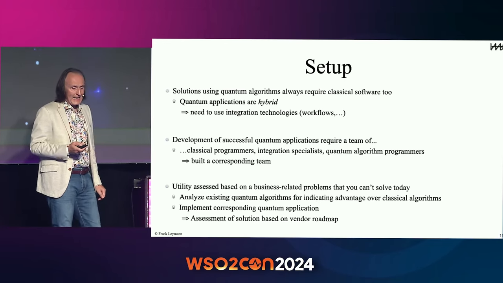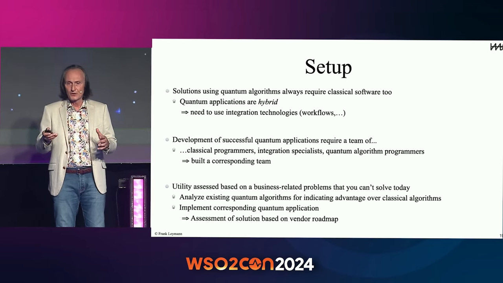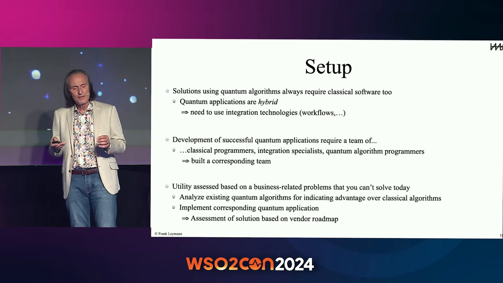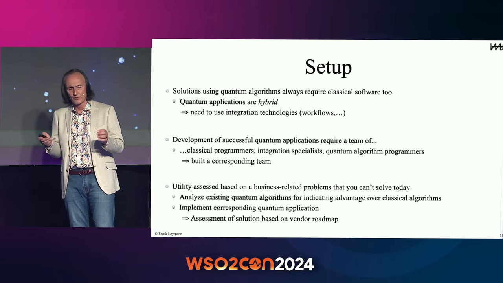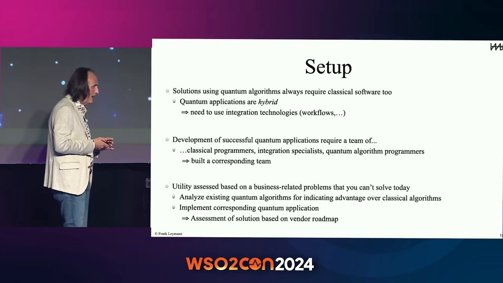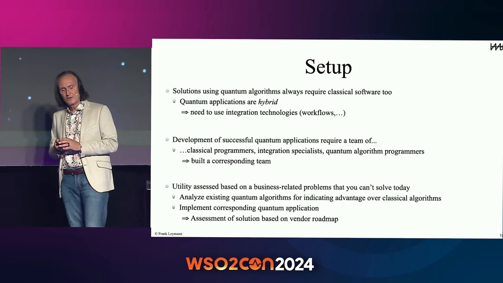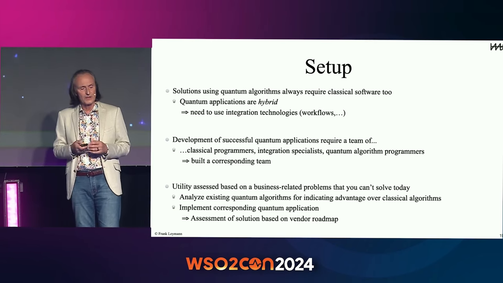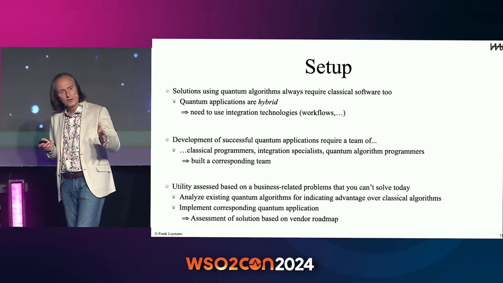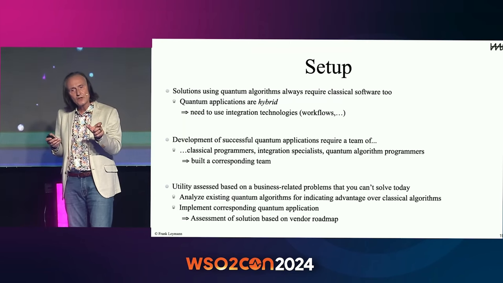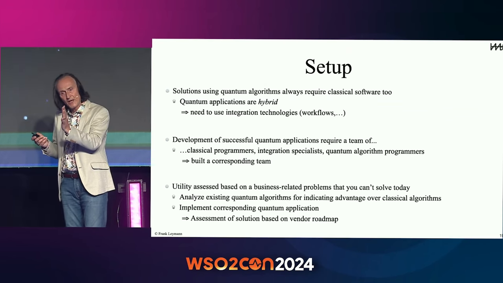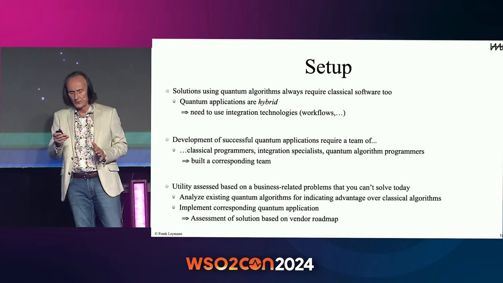And in order to assess if you are convinced that you should invest in quantum, you should assess the benefit, the utility of quantum computing for your enterprise based on business-related problems. Don't invent some toy problems. Business-related problems, take a problem that you can't solve today. And this team needs to analyze existing quantum algorithms so that they indicate whether there is an advantage over classical algorithms. And then you need to implement the application, see whether it works with small amount of data, and then you take a look at the roadmap of the quantum computing vendors, how fast they scale their machines up to the size that you need, the number of qubits you need, the length of the algorithms.